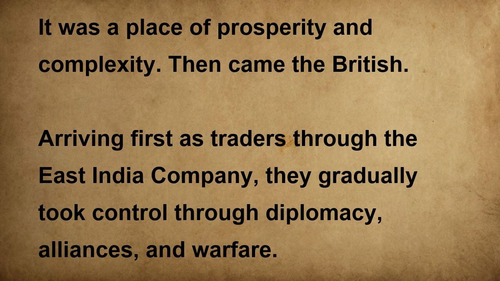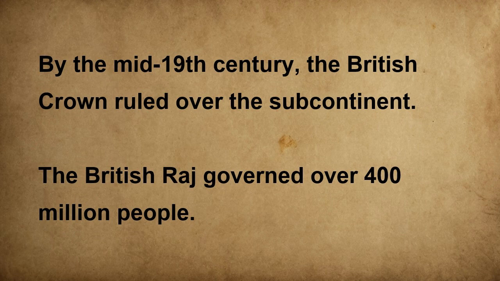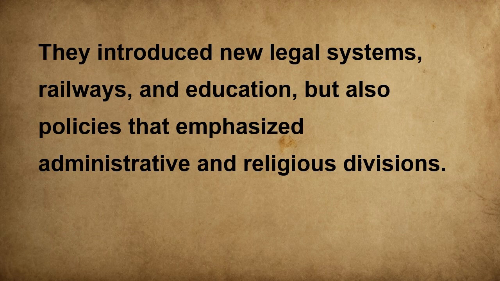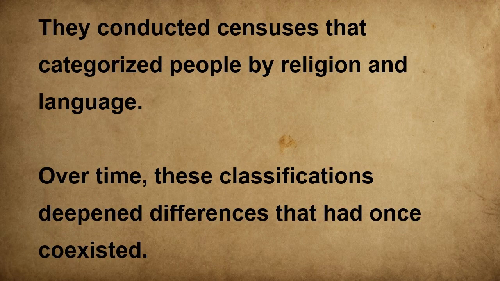Then came the British. Arriving first as traders through the East India Company, they gradually took control through diplomacy, alliances, and warfare. By the mid-19th century, the British Crown ruled over the subcontinent. The British Raj governed over 400 million people. They introduced new legal systems, railways, and education, but also policies that emphasized administrative and religious divisions. They conducted censuses that categorized people by religion and language. Over time, these classifications deepened differences that had once coexisted.